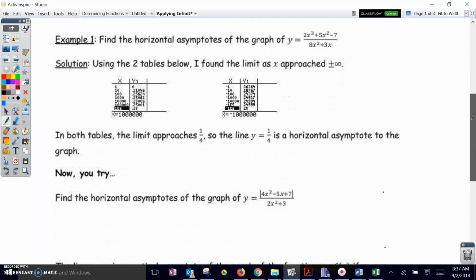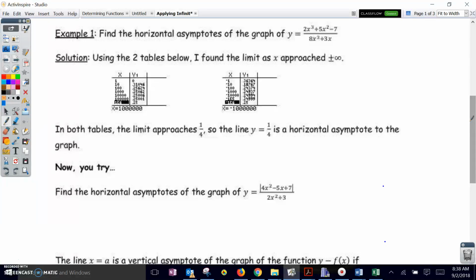You see in this first example, we took the function and I made two tables to find the limits as x approaches infinity and the limit as x approaches negative infinity. Figured out what both of those were. They were both the same, 1/4, and so we have y equals 1/4 as a horizontal asymptote.